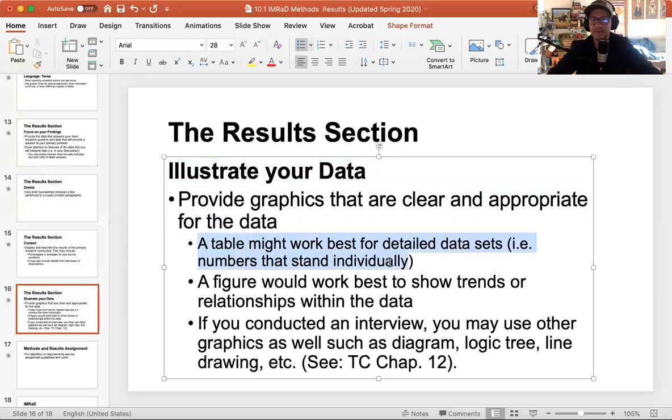And I'll be explaining some of this later, but tables work with data sets, and figures show trends and relationships within data. And then if you conduct an interview, you could still use some kind of graphic as well. See our chapter on graphics there.